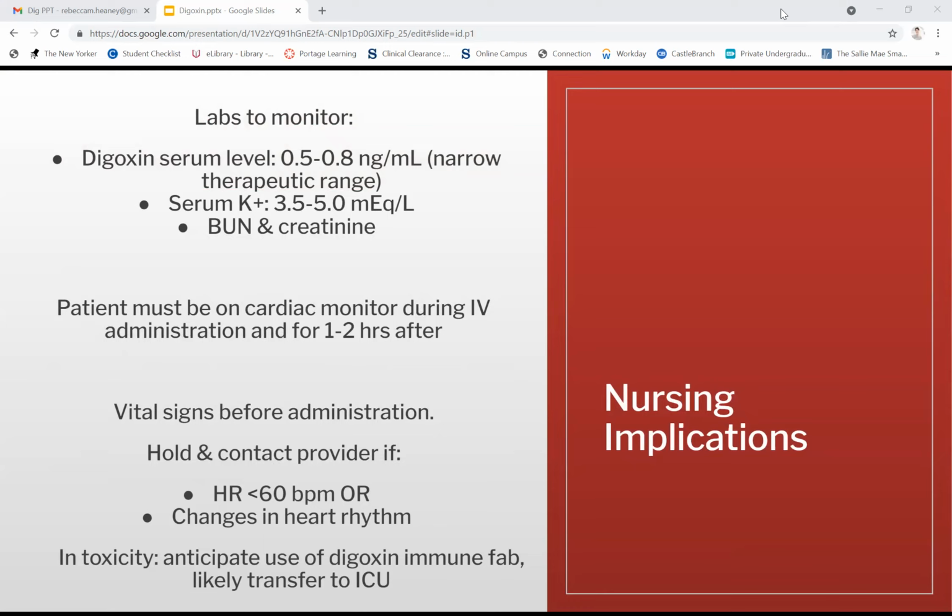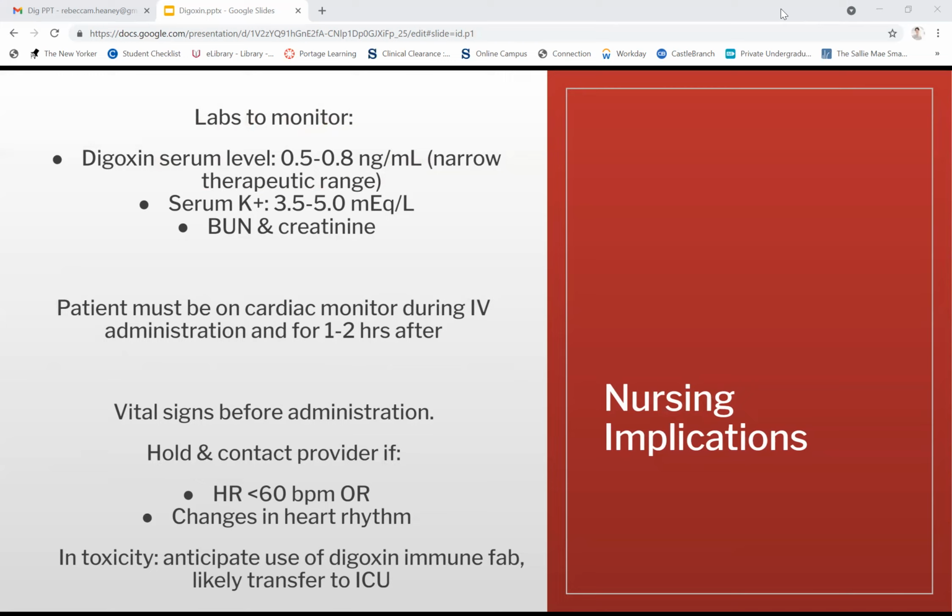Patients must have continuous cardiac monitoring via telemetry during administration and for 1 to 2 hours after digoxin is given. We need to take their vital signs, including BP, heart rate, and an EKG before this med is administered. And we should hold this med if the heart rate is less than 60 beats per minute, or if there are changes in heart rhythm, and we should contact the provider.